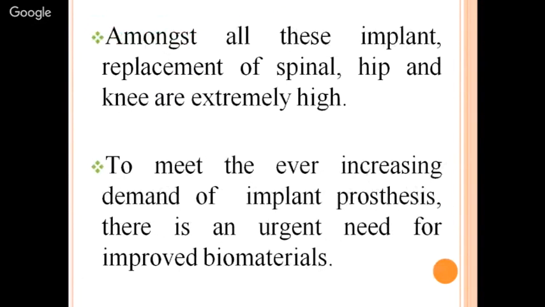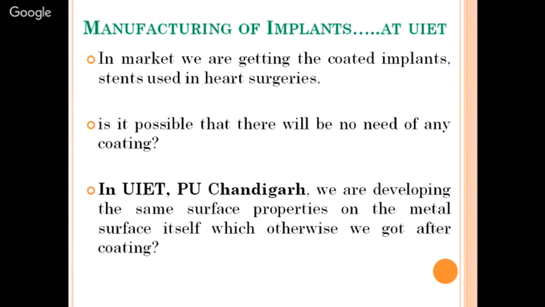Amongst all these implants, replacement of spinal, hip and knee are extremely high. To meet the ever increasing demand for implant prostheses, there is an urgent need for improved biomaterials. Many biomaterials are available in the market. We are getting coated implants and stents used in heart surgery. Is it possible that there will be no need of any coating? So at UIT, Punjab University, Chandigarh, we are developing the same surface properties on the metal surface itself, which otherwise we get after coating.